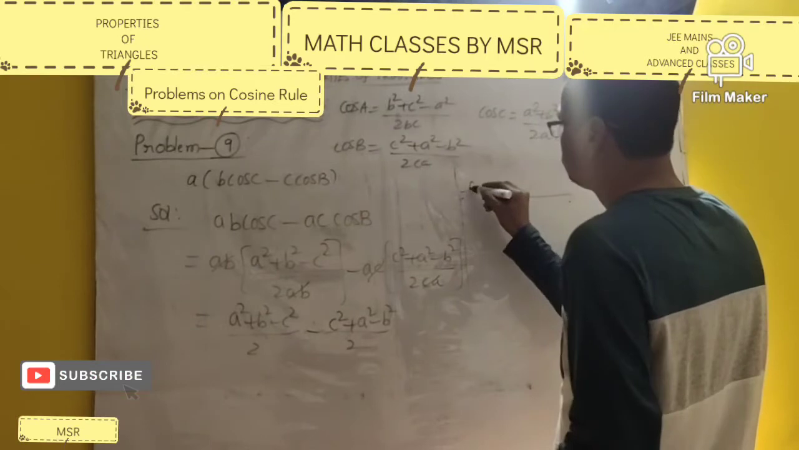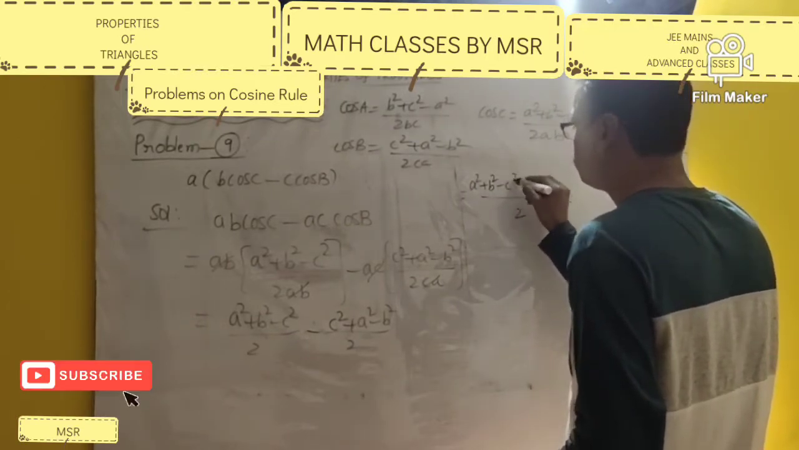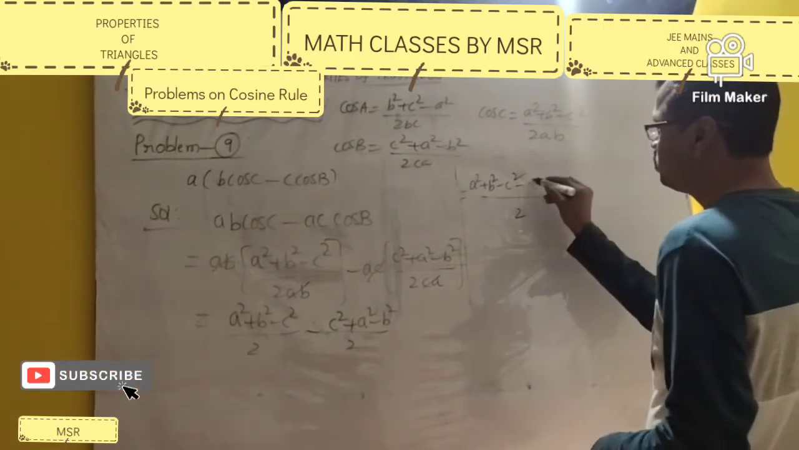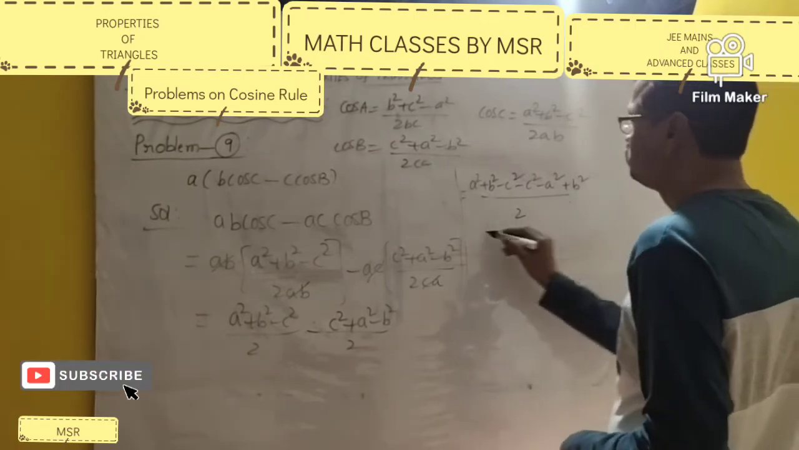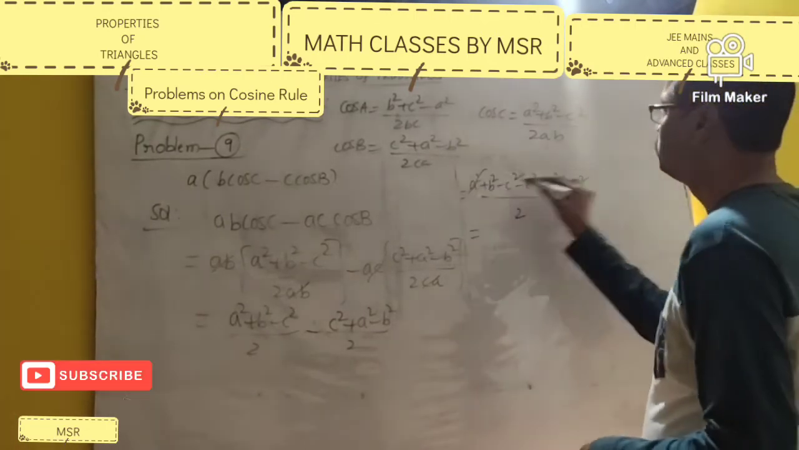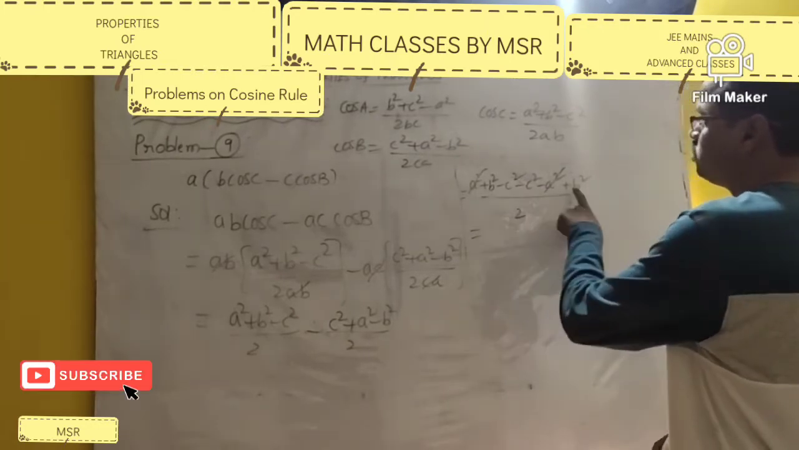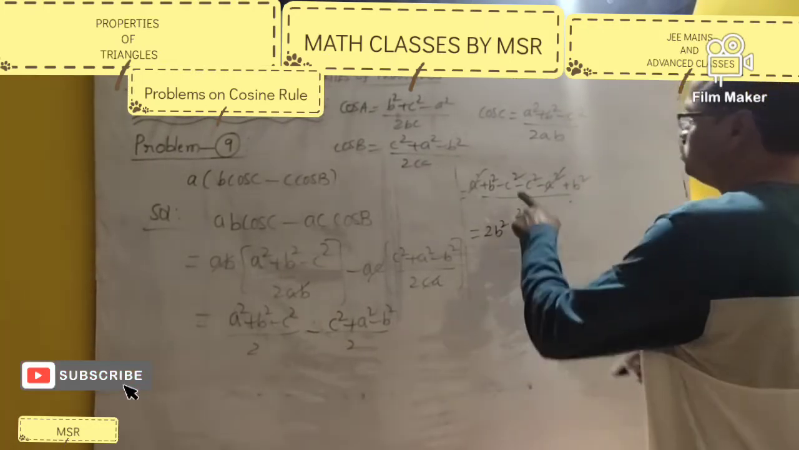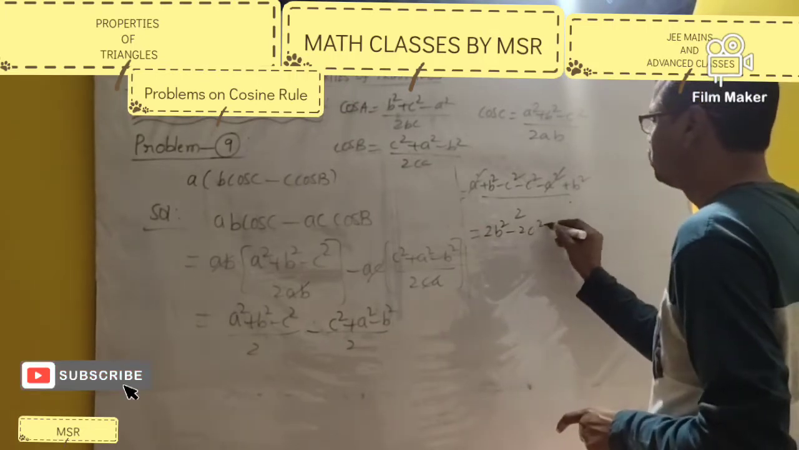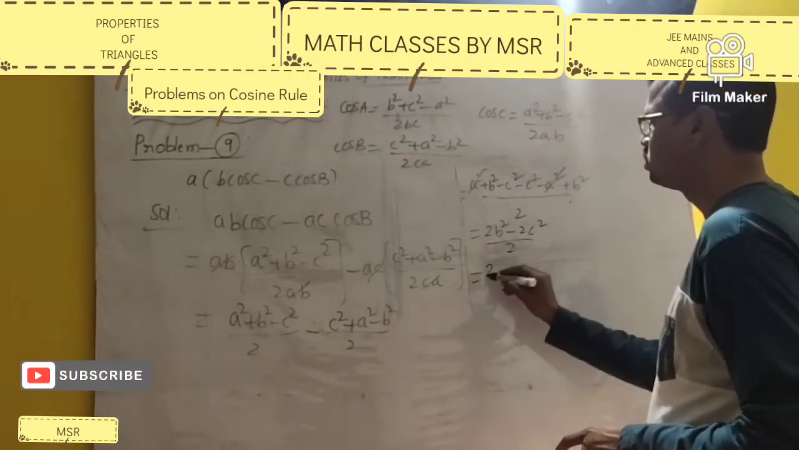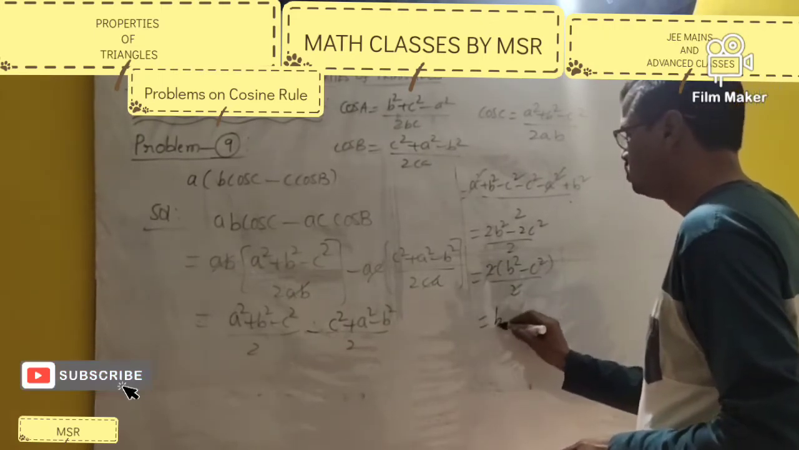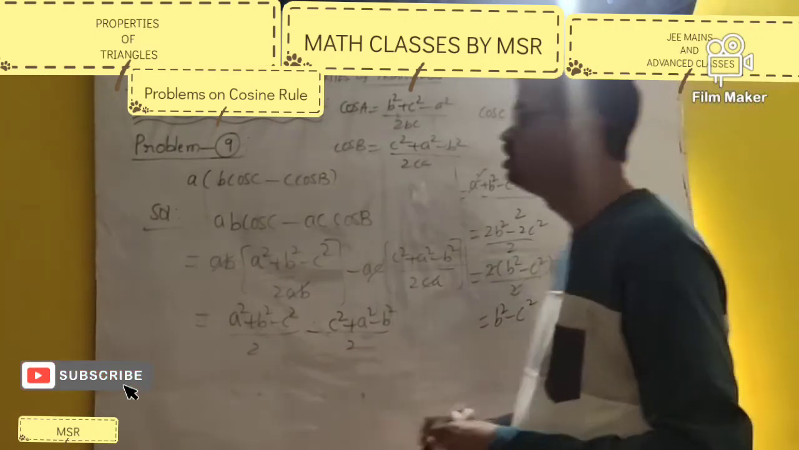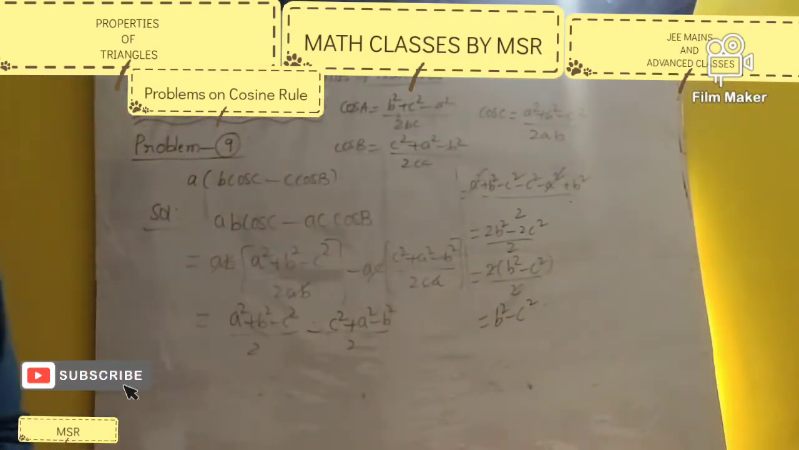Now what will you get in the numerator? A square plus b square minus c square, minus c square, minus a square, minus minus b square is plus b square. So you will get plus a square and minus a square cancel, b square plus b square is 2b square, minus c square minus c square is minus 2c square, by 2. If you take 2 common in the numerator, 2 times b square minus c square by 2. So b square minus c square. So a times of b cos c minus c cos b is equal to b square minus c square.